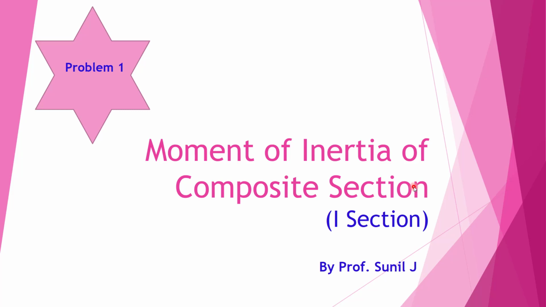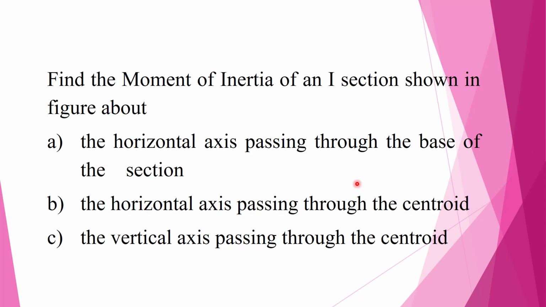In this video, we will learn how to find the moment of inertia of a composite section. Here we are asked to find the moment of inertia of an I section about three different reference axes. The first one is about the horizontal axis passing through the base of the I section. The second one is the horizontal axis passing through the centroid of the I section. The last one is about the vertical axis passing through the centroid of the I section. So we will solve this problem one by one.